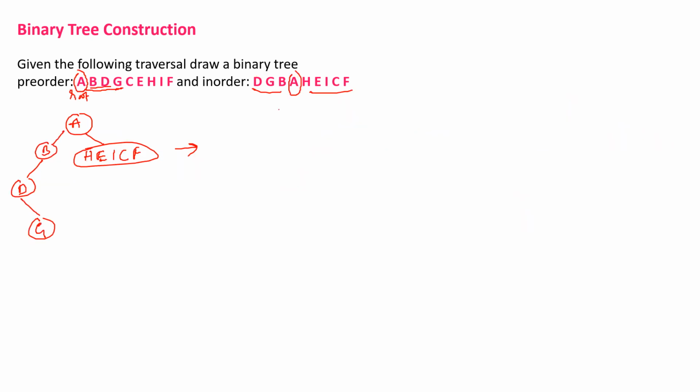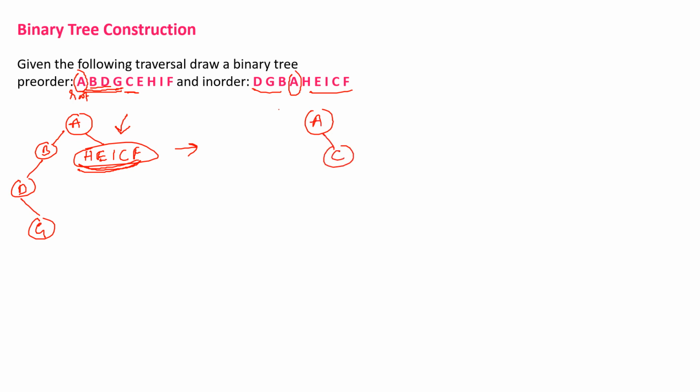Now we are supposed to construct the right subtree of node A. So we are supposed to decide which node among these nodes is the parent. For that, check the preorder. We have constructed the tree up to node G. The next node is C. So that means C is the parent here. So A's right child is C.